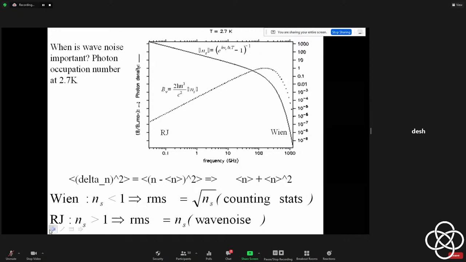And you will find in the Rayleigh-Jeans regime, where we are almost always, that the wave noise dominates. At optical wavelengths, on the other hand, we have a dearth of photons, at least in the astronomical context, of course. And so the RMS noise will be dominated by the counting statistics, where it will be the square root of the number of photons expected.